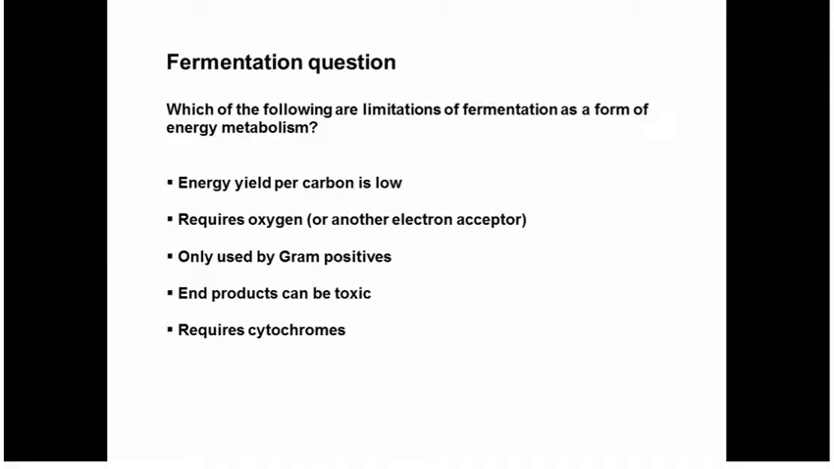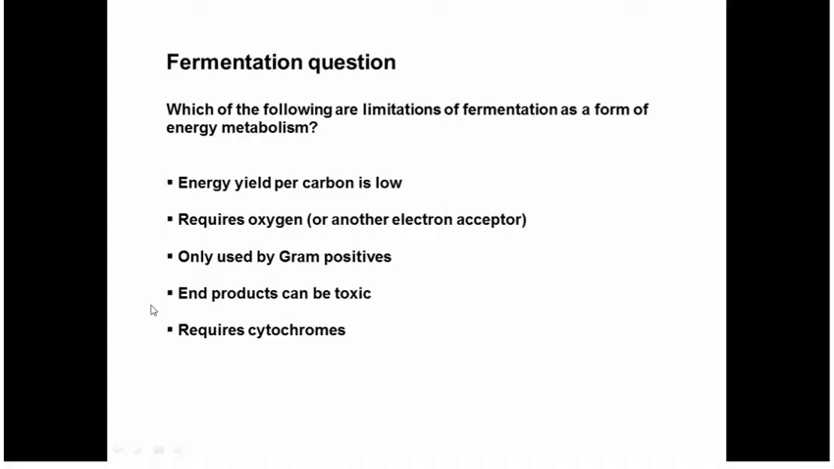Okay, which of these is a problem? Energy yield per carbon is low. Who says that? Nobody. Requires oxygen or another electron acceptor. That's a limitation of fermentation. No. Is anybody ready to answer any of these questions at all? Yes? Okay, who's not ready? One or two. Okay, everyone else thinks they're ready. Okay, requires oxygen. Is that the limitation? Who says yes? Nobody. Only used by gram-positives. That's a limitation. Who says yes? No. Okay, nobody. End products can be toxic. That's a problem. Yeah, okay, good.